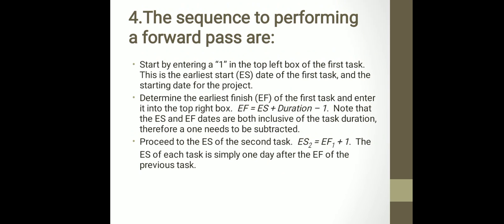Next, the sequence for performing a forward pass: start by entering a 1 in the top left box of the first task. This is the earliest start date of the first task and the starting date for the project. Determine the earliest finish of the first task and enter it into the top right box. Earliest finish equals earliest start plus duration minus 1.